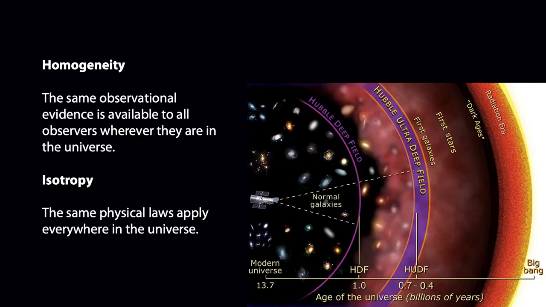Isotropy is even more interesting, which says that the same physical laws apply everywhere in the universe. So the same constants hold to be true, the same universal constants, things like the speed of light or the permittivity of free space, or the half-life of the uranium-235 isotope. And the same laws, the same relations between those constants also are true everywhere in the universe.